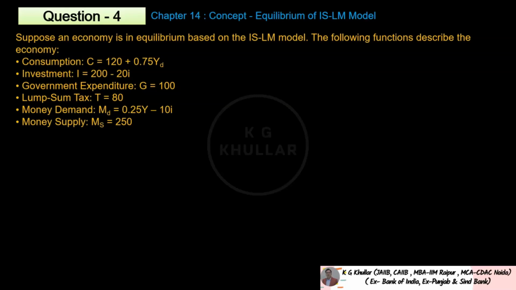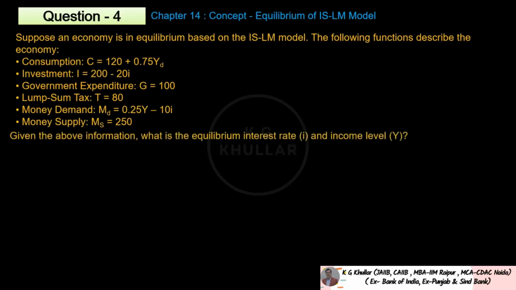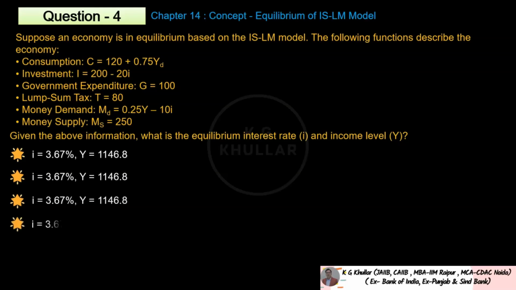The money demand function, that is MD, equals 0.25y minus 10i. And finally, the money supply function, that is MS, is given as MS equals 250. Given the above information, what is the equilibrium interest rate, that is i, and income level Y? Now these answer choices are given to you.